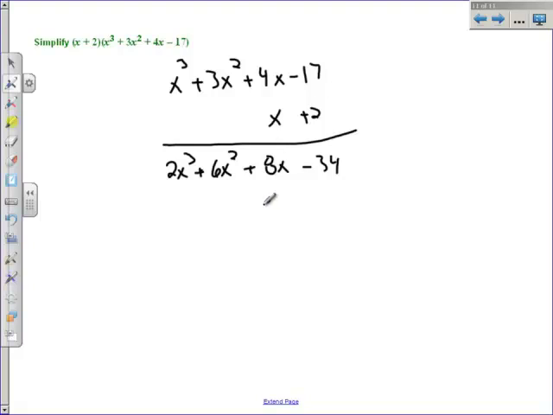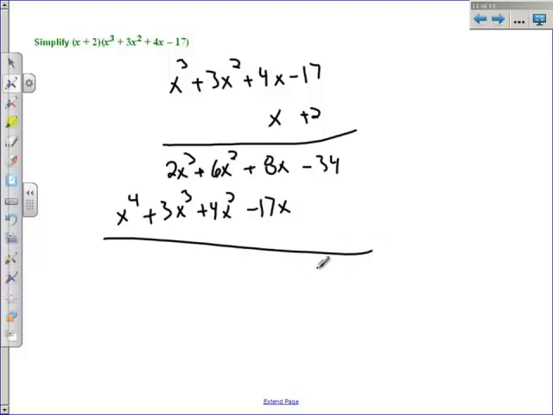X times negative 17 is negative 17x, and then plus 4x squared, and then plus 3x cubed, and then plus x to the 4th. Line it up, and then I've got x to the 4th plus 5x cubed plus 10x squared, and then what is that? Minus 9x, and then minus 34.